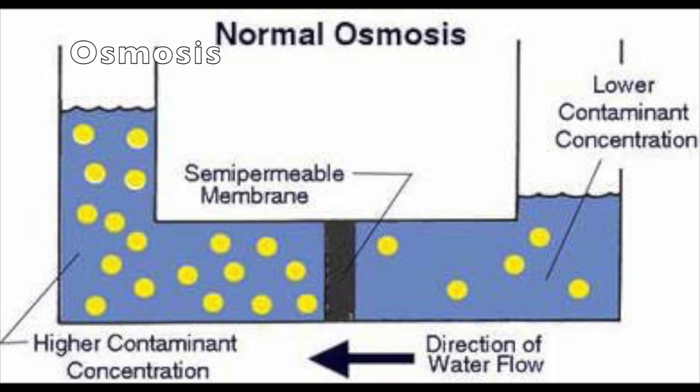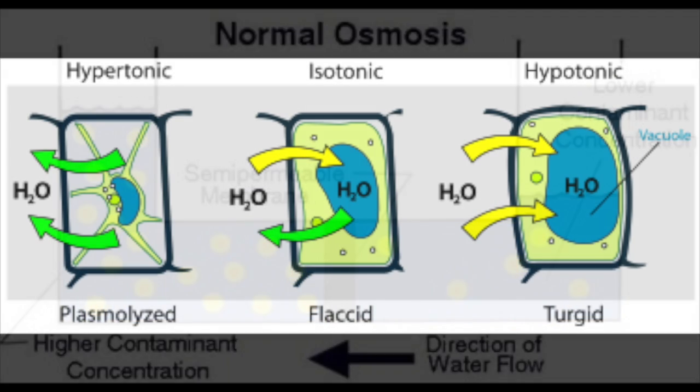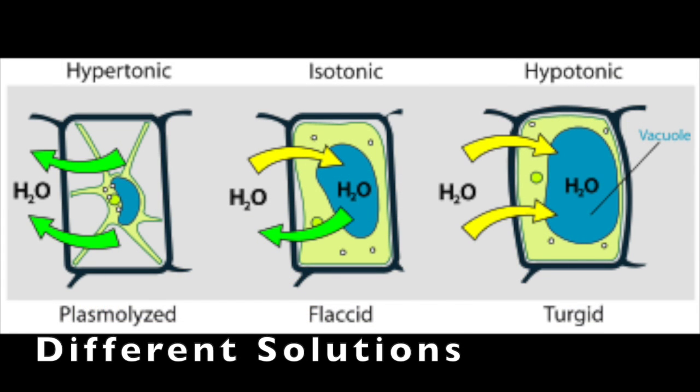Water also helps in the process of osmosis, which is the spontaneous net movement of solvent molecules through a selectively permeable membrane into a region of higher solute concentration. This process occurs to equalize the solute concentrations on both sides. Water plays a large role concerning different solutions like hypotonic, hypertonic, and isotonic solutions.